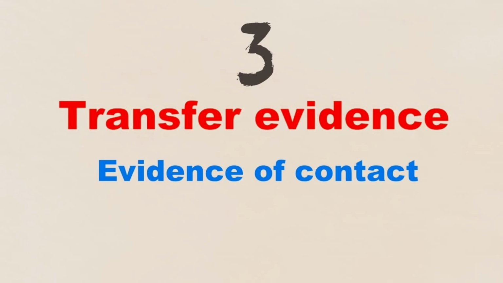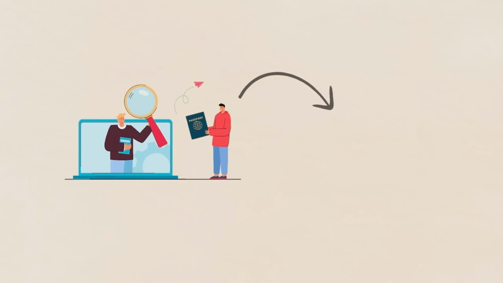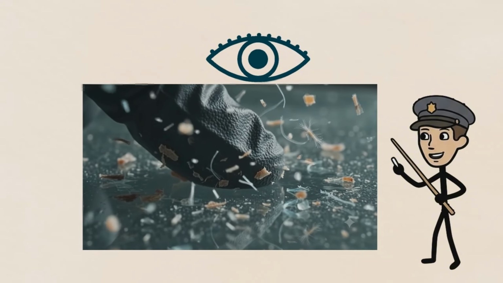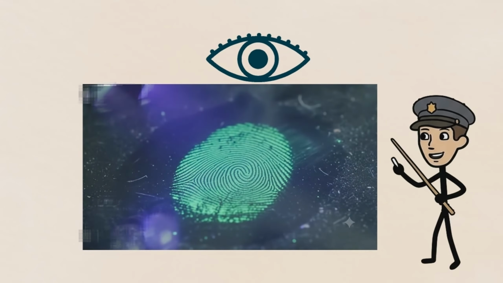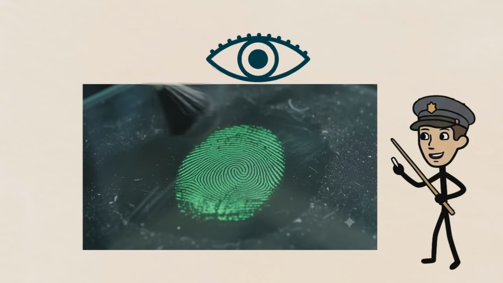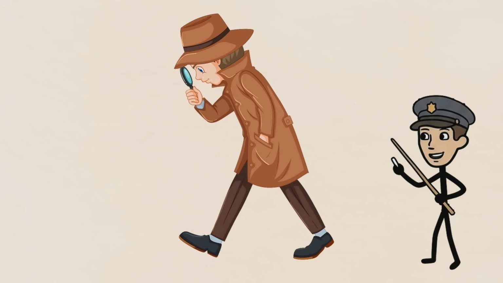Transfer evidence. The evidence that proves contact. Transfer evidence is the physical embodiment of Locard's exchange principle. The proof that two surfaces made contact, even when no one witnessed it. When two objects touch, they exchange microscopic material. That exchange leaves a record, and that record can be found by someone who knows where to look.